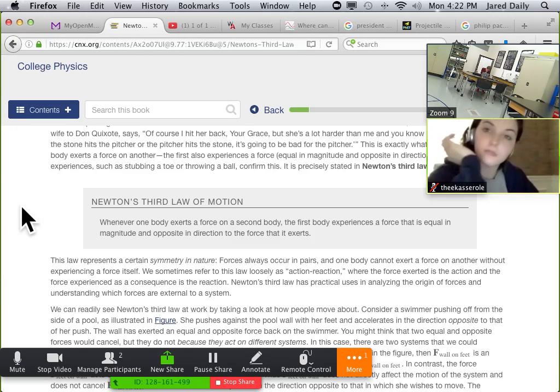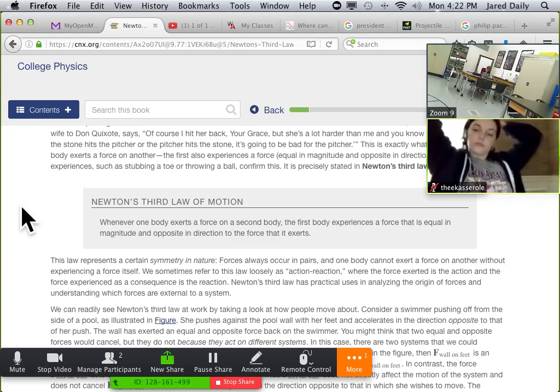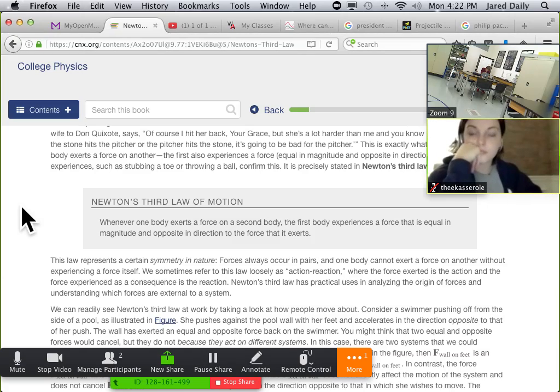This law tends to confuse the heck out of students every single year. And it's even confusing for teachers of physics from time to time, figuring out how this is working in the world around us. But it is certainly something we have a lot of experience with, but we take it for granted. Newton's third law of motion says whenever one body exerts a force on a second body, the first body experiences a force that is equal in magnitude and opposite in direction to the force that it exerts. Who can give me an example of Newton's third law in action?